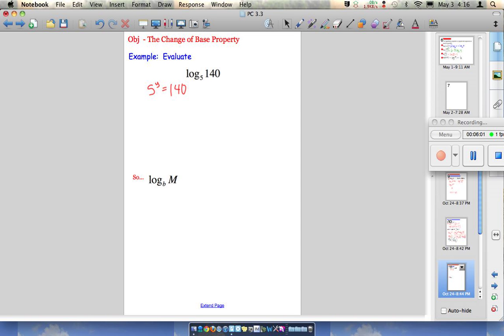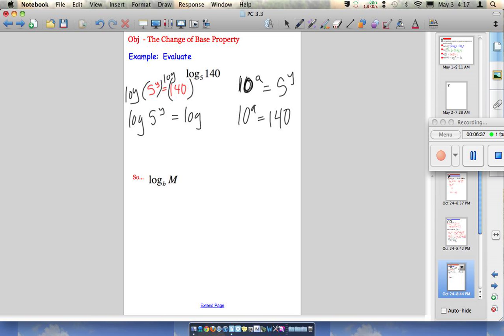So what I'm going to do is I'm going to take the log of the left, because what I'm essentially asking is 10 to what power a gives me 5 to the y. I'm asking that question when I take the log of the left-hand side. I'm looking for the power a. But guess what? That same power a will give me 140 because 5 to the y is the same as 140. So I'm going to take the log of the other side as well. So I've got the log of 5 to the y, and that will equal the log of 140.